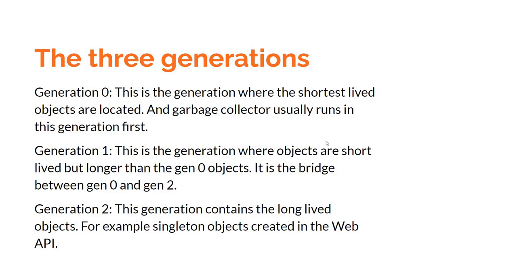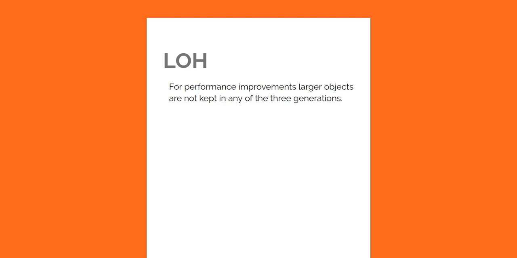Now, as I mentioned, apart from these 3 generations, there is another concept, and that is what we are going to discuss now. That concept is called the large object heap, or LOH for short. So let's talk about what the large object heap is. For performance improvement, larger objects are not kept in any of the 3 generations. It's because larger objects are harder to allocate as well as compact. Hence, it doesn't make sense keeping them as a part of the normal heap generations. Hence, they are kept in a separate location called the large object heap.